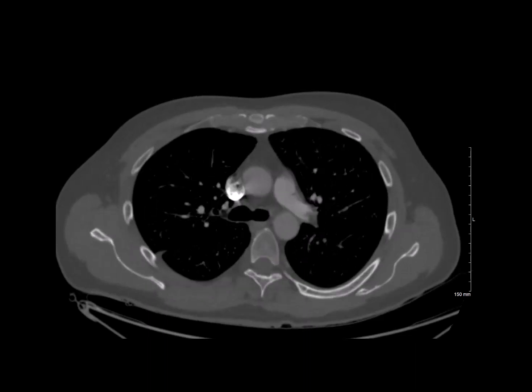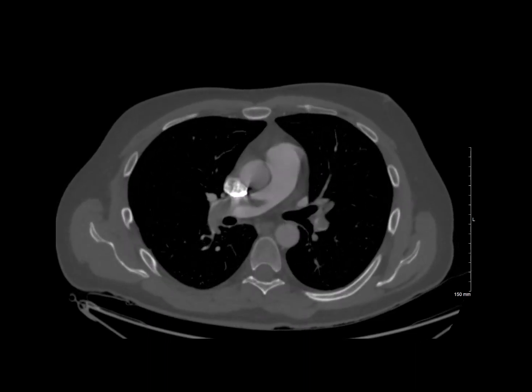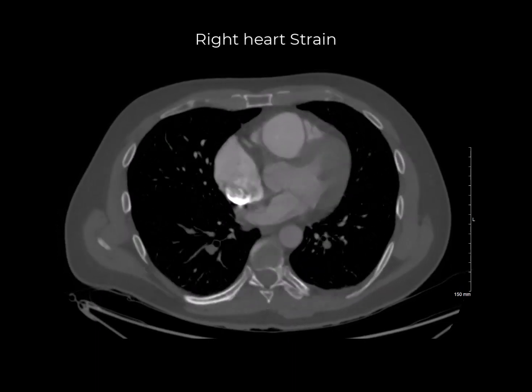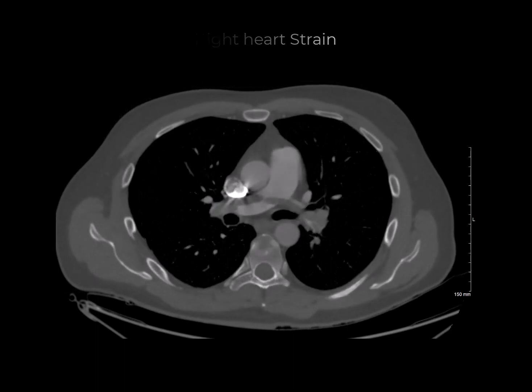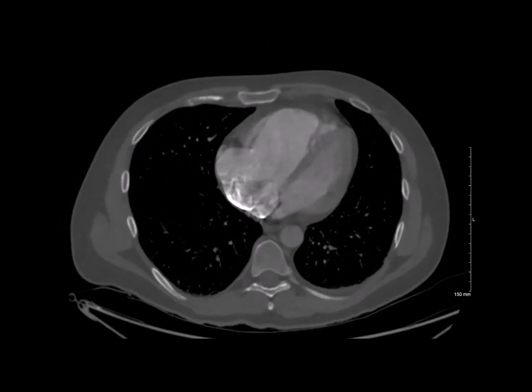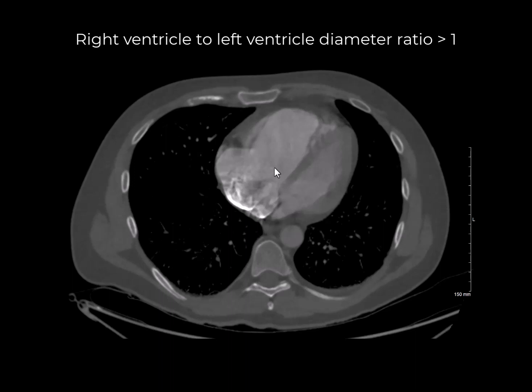Okay, the purpose of this short video is to demonstrate how to measure right heart strain on a CT PE. So here we have a positive PE, a saddle PE, positive PE study, and we're going to look for evidence of right heart strain. We'll be utilizing the CT parameter of right ventricle to left ventricle ratio greater than 1, which is compatible with right heart strain.